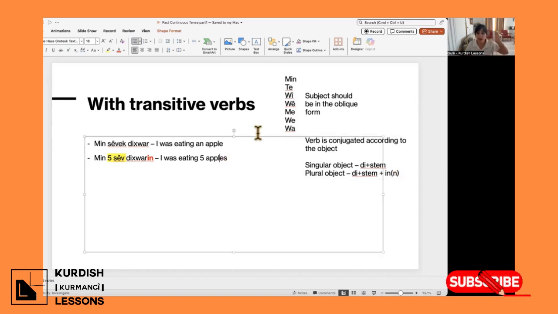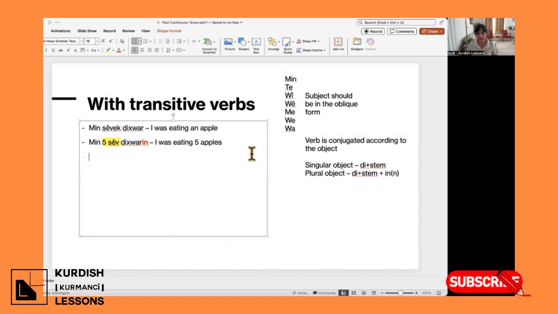Okay. So we did this last time, but now more details. When it is singular, when it is plural, it's easy. But how about if I want to say I was seeing you? I know in English we don't really say I was seeing you, but grammatically this is correct, right? So how do we say this sentence in Kurmanji? What do you think? So first of all, we will put min because to see, diten, is transitive. And with transitive verbs, you use min.